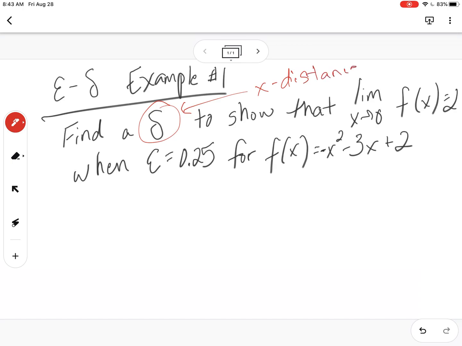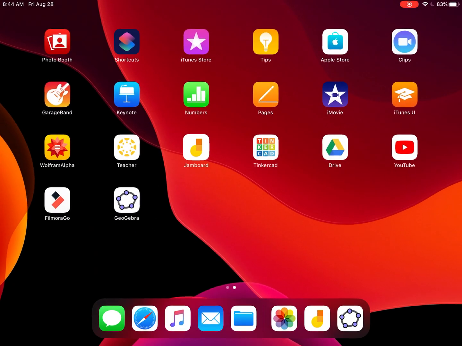And we're looking for this x distance to show that the limit as x approaches 0 of f of x equals 2 when epsilon, which is a y value distance for f of x, is 0.25, and f of x is negative x squared minus 3x plus 2. So again, I want to find some x distance that I can be inside that would make it so that I'm this close, 0.25 close to 2. Let me show you what this graph looks like.